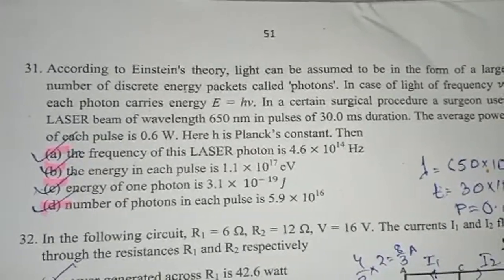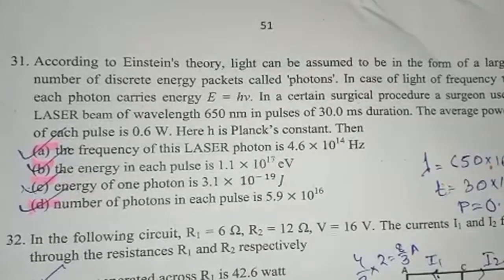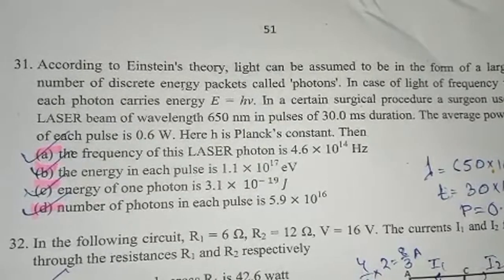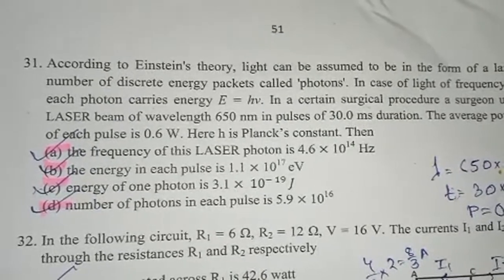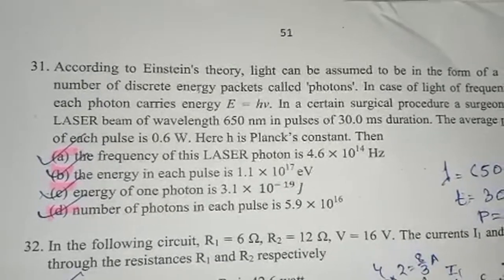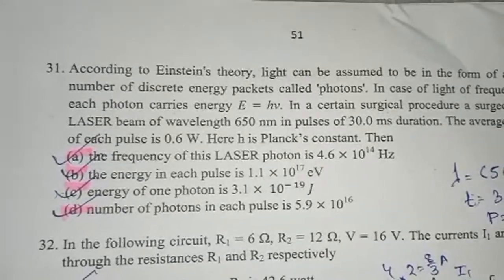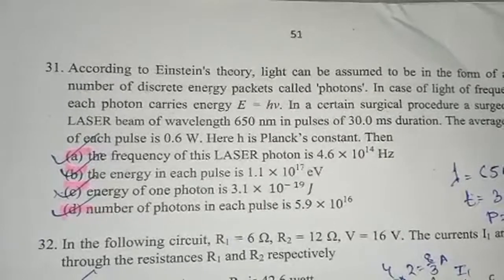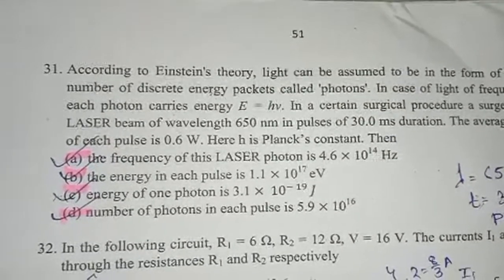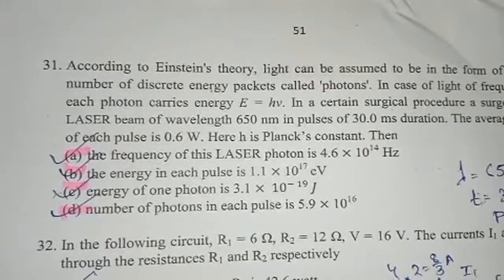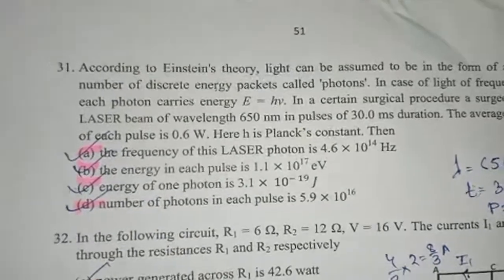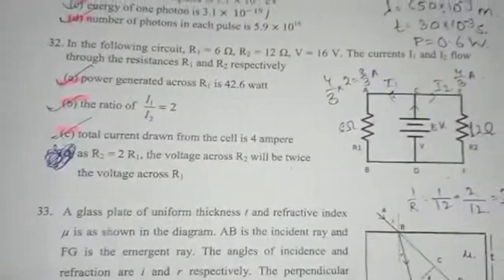तो यहाँ पे चारों के चारों ऑप्शन करेक्ट हैं. ऑप्शन नंबर ए, the frequency of this laser of photon is 4.6 × 10¹⁴ hertz, करेक्ट ऑप्शन. ऑप्शन नंबर बी, the energy in each pulse is 1.1 × 10⁷ electron volt, करेक्ट ऑप्शन. ऑप्शन नंबर सी, energy of one photon is 3.1 × 10⁻¹⁹ joule, also करेक्ट ऑप्शन. ऑप्शन नंबर डी, number of photons in each pulse is 5.9 × 10¹⁶, तो ये भी करेक्ट ऑप्शन है.